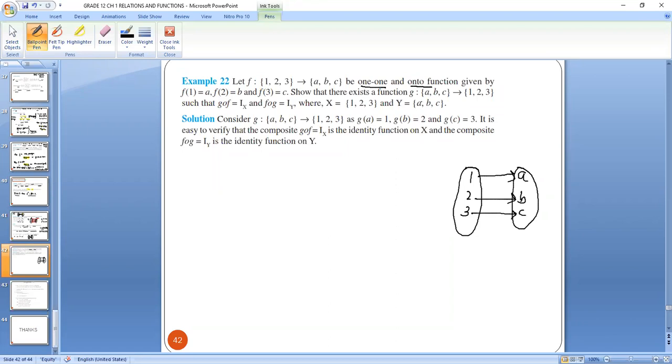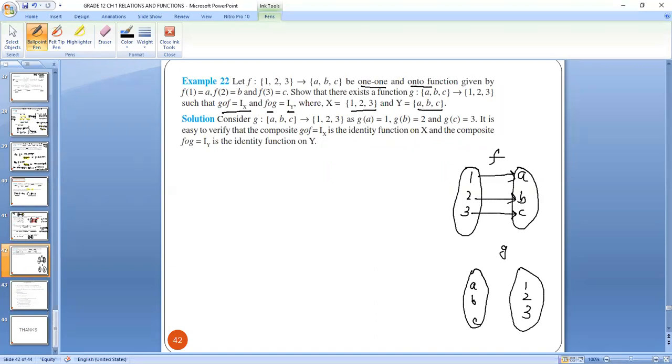Show that there exists a function g, right? This is f. We have to show that there exists a function g which maps a, b, c to 1 2 3 such that g of f will be I of x, and f of g will be I of y, where x is 1 2 3 and y is a b c.